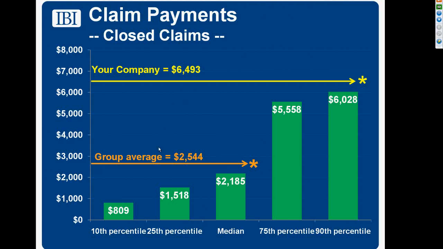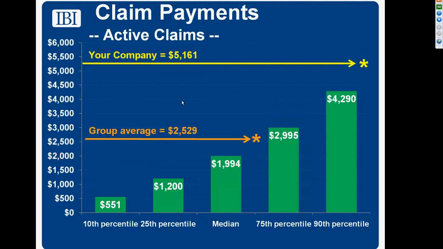And then finally look at claims payments by active claim. That is, claims that were active during the year and not yet closed. And this represents all payments to the point at the end of the year. Again, we see a very similar picture. We see the company with quite high claims payments relative to the group average and quite high claims payments relative to the percentiles.